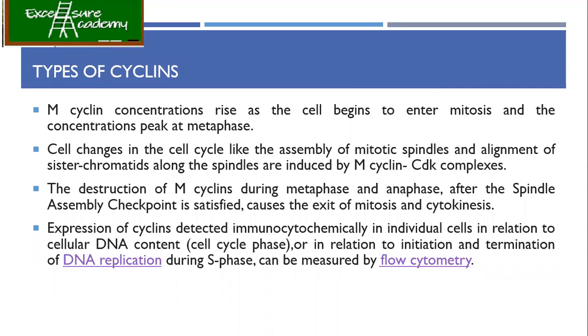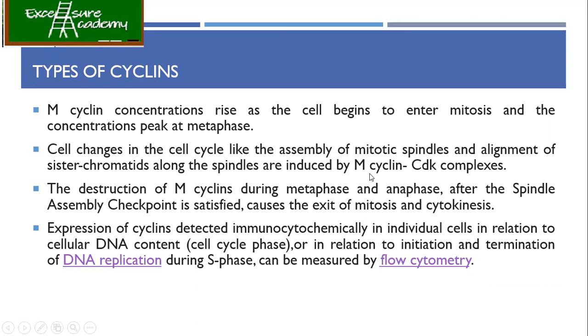Now coming to the M cyclin. So M cyclin means here we are going to talk about the cyclin B. M cyclin concentration rises as the cell begins to enter mitosis and the concentration peaks at the metaphase. So remember, till metaphase, anaphase, this M cyclin will be there, and after that it will drop. Changes in the cell cycle like the assembly of mitotic spindles and alignment of sister chromatids along the spindles are induced by M cyclin CDK complexes.